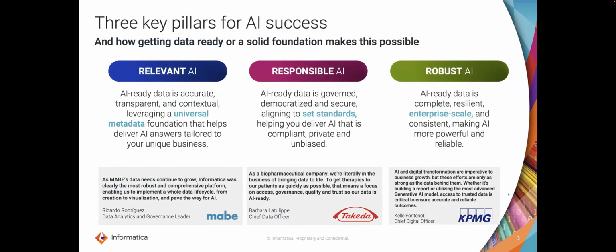We look at AI in terms of three principles: relevant, responsible, robust. Relevance is kind of obvious. We need to have accurate, transparent data, like where did it come from? What is in it? That's key. I need to get the data. I need to get recent data. I need to be assured it's the data I want.